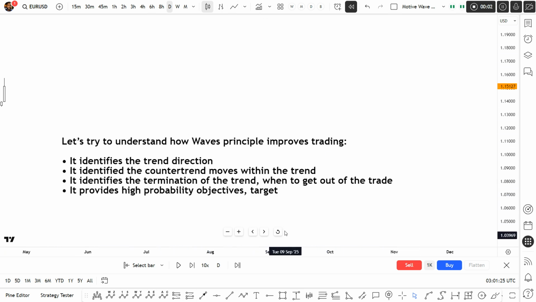Hi guys. So let's try to understand the Elliott Wave principle. Now, the main reason why we usually trade the Elliott Wave principle is that of what? It helps us to identify the trend of the market. It helps us to identify counter trend, that is the retracement. It also helps us to know the end point of each trend and when to get out of the trade. It provides high probability targets, right? We intend to make more profit with Elliott Wave compared to other strategies.